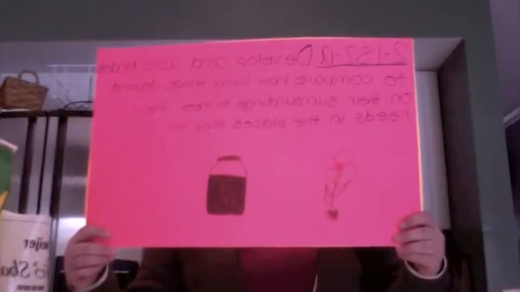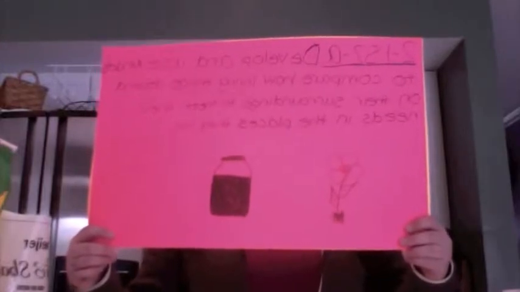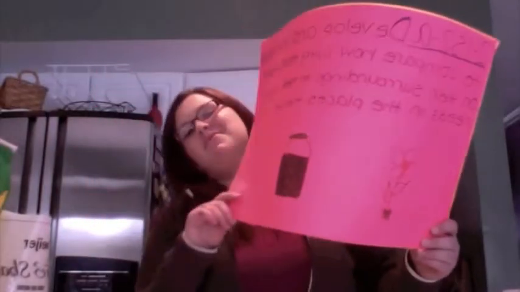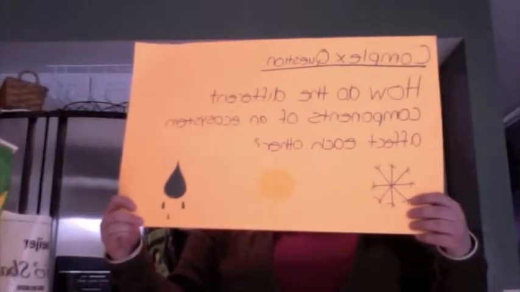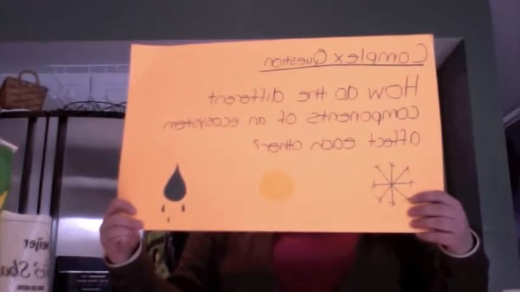The Next Generation Science Standard that our ecosystem lesson covers is: develop and use models to compare how living things depend on their surroundings to meet their needs in the places they live. Our complex question is, how do the different components of an ecosystem affect each other?